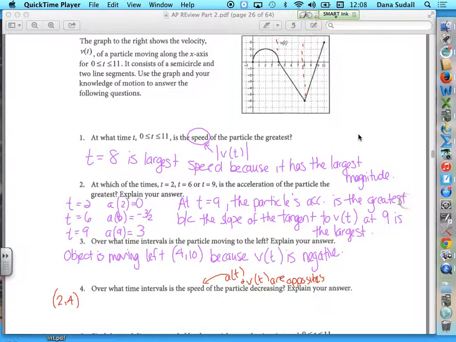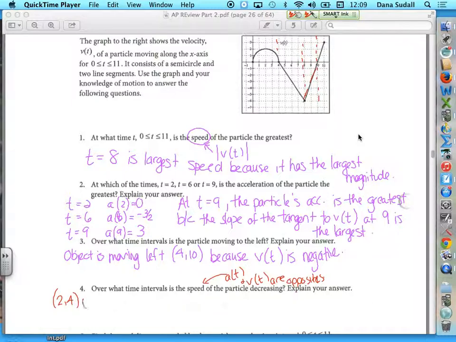All right, then the last interval there from 8 to 11. Let's go 8 to 10 because the velocity changes. From 8 to 10, the slope of the tangent line, which is acceleration, is positive. Velocity is below the x-axis though, so it's negative.